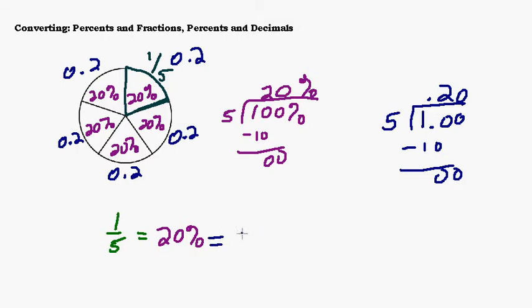We want all our fractions to add up to be 1, all our decimals to add up to be 1 and our percents to add up to be 100%. So here we have the fraction, percent, and decimal representation of the same value, which is 1/5 of something. So if you're getting 20% off in a store, you're getting 1/5 off. Those are equivalent values.